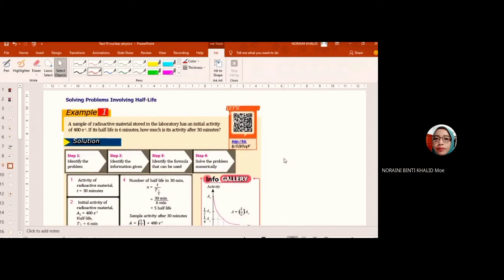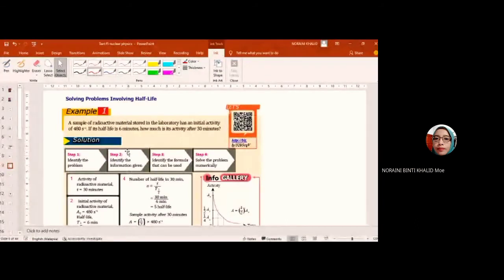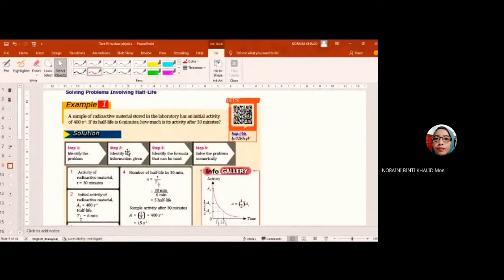Okay, let's look at solving problems involving half-life. Let's say example 1: we have a radioactive material stored in the lab, with initial activity 480 seconds to the power -1 and half-life 6 minutes. How much is the activity in 30 minutes?